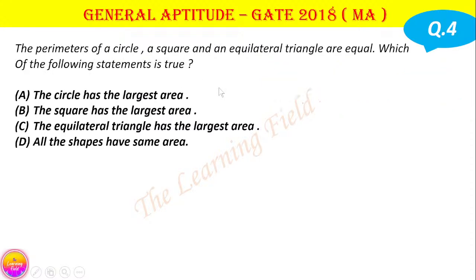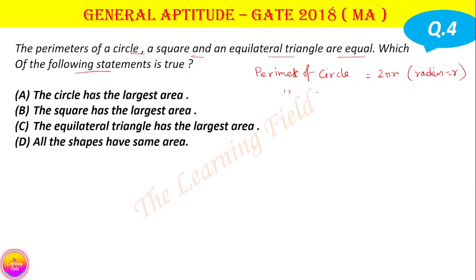Now go to the next question, question number 4. The perimeters of a circle, a square, and an equilateral triangle are equal. Which of the following statements is true? These are area based questions. First we take the perimeter of the circle, which is 2 pi r if the radius is r.